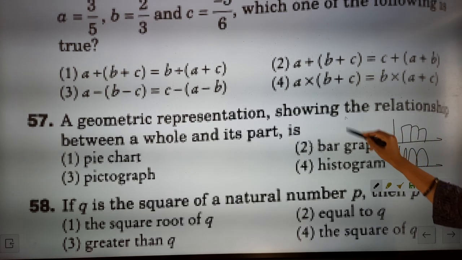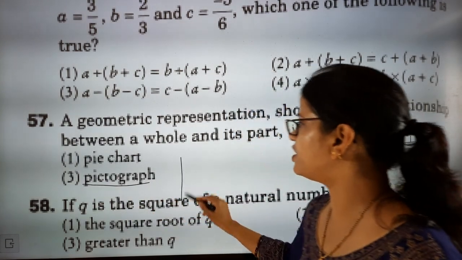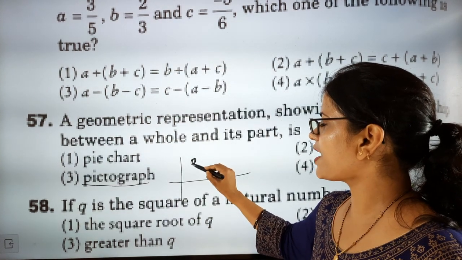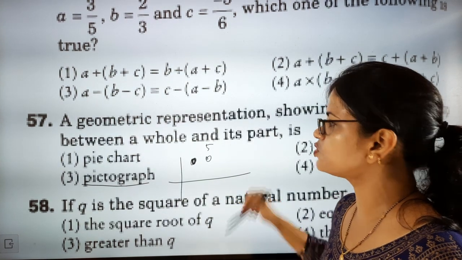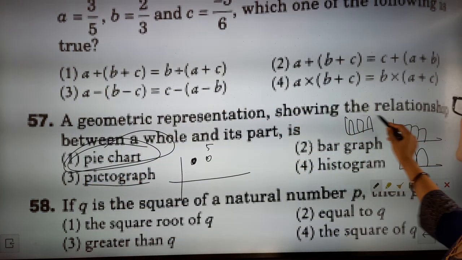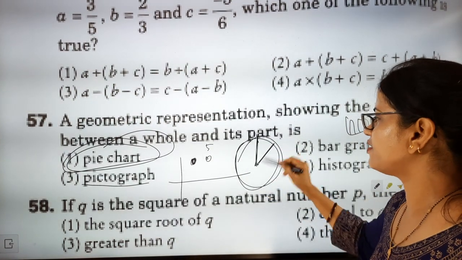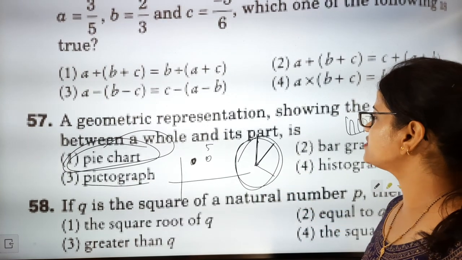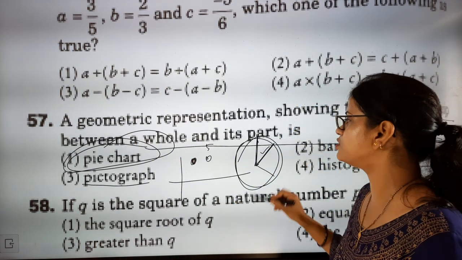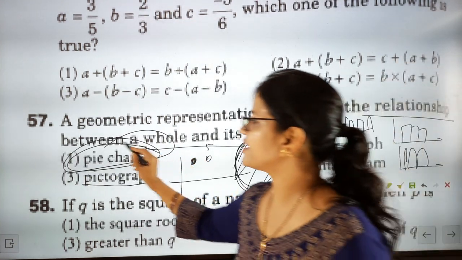Okay, bar graph bars can be far from each other, histogram will be all connected, pictograph will be exactly pictorial representation, like one apple is exactly equivalent to 5, so 2 apples means total 10. But pie chart is something which will be showing the relationship. If you draw a pie chart, then this will be 10% of 100, and this is exactly 30% of 100. So this is exactly whole and its part. It is representing whole also and its part also, like 10% also and 100% also. So the correct answer will be pie chart.